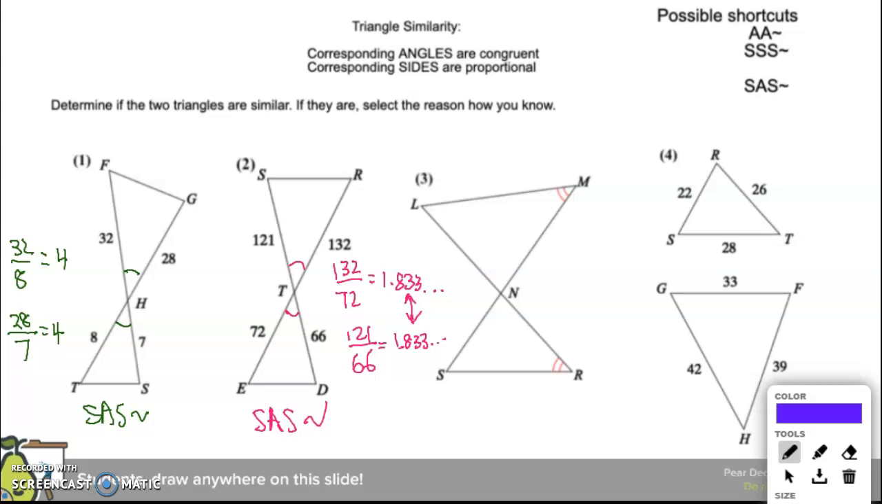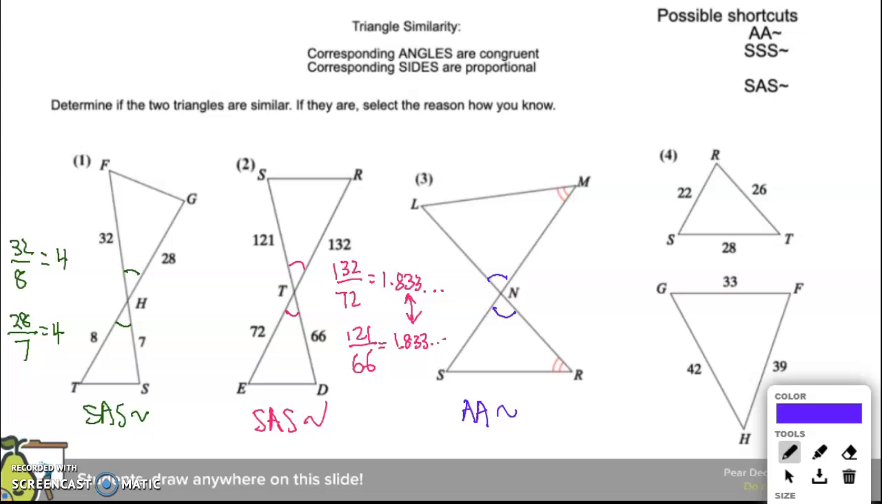We know that vertical angles are always congruent. We're also told that another pair of angles is congruent. So that means we have one pair and another pair, so it's by angle similarity. If you have two angles that are congruent, then we don't even have to check for anything else.